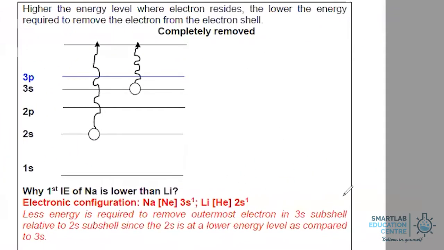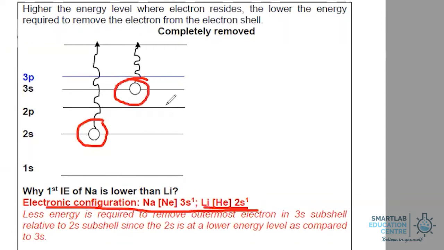However, there's another argument that's more prevalently used in prelim exams or when you go to J2. If the same question is asked, why the first IE decreases down the group, one could argue first by listing the electronic configuration and then mentioning that if I want to remove an electron from 2s, in the case of lithium, or 3s, obviously your 3s subshell is of a higher energy level. If your 3s is of a higher energy level, you will therefore require less energy for it to be removed, as compared to your electrons inside the 2s, which is of a lower energy level.